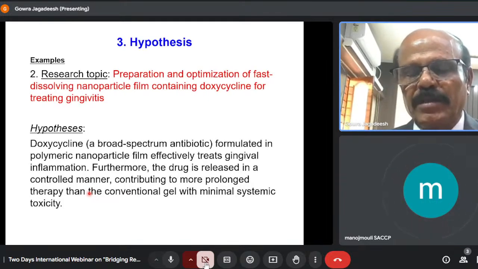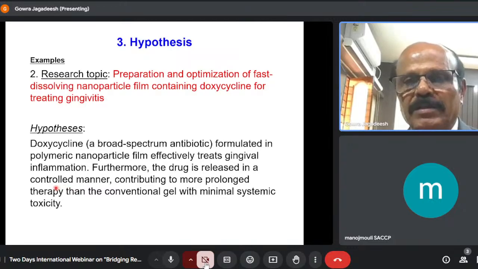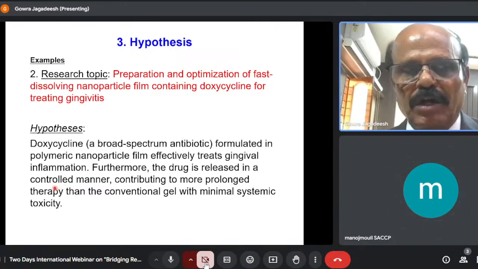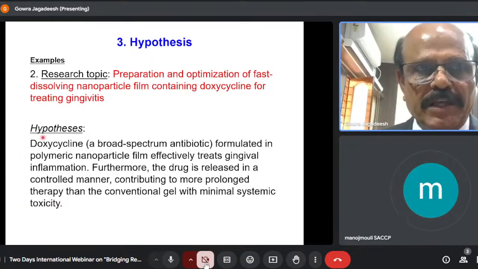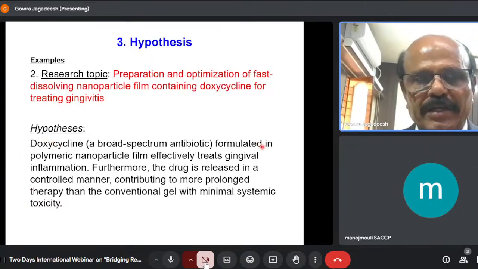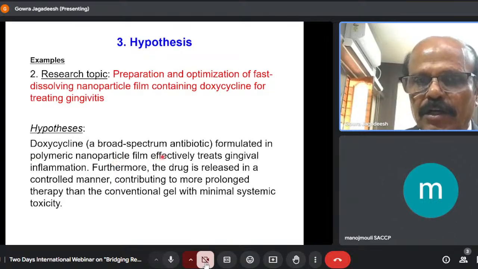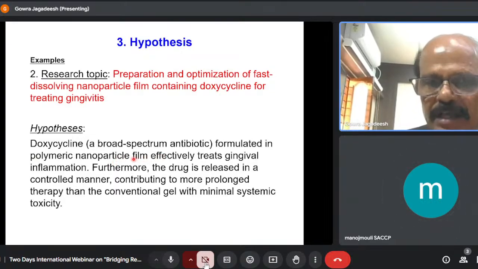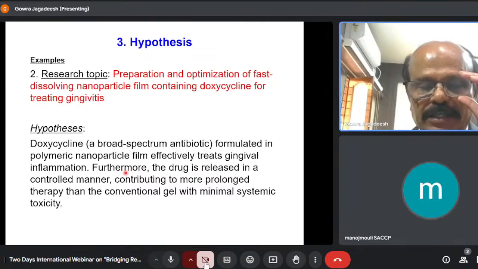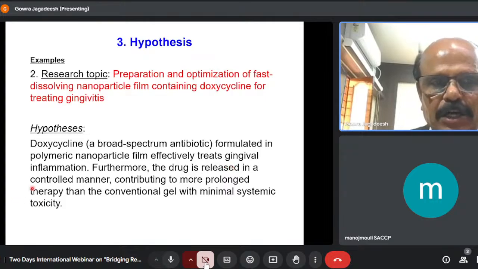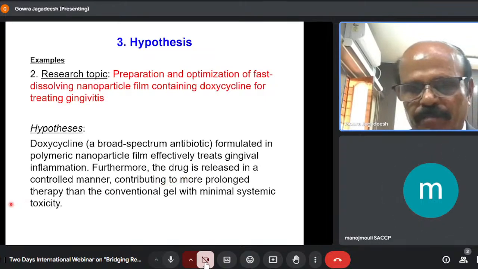Now, the second example, we can come to the pharmaceutics example. It is doxycycline, which you already understood. I explained doxycycline to you. Here, doxycycline is formulated in a polymeric nanoparticle film. This is what the student thesis claims: it effectively treats gingival inflammation. Furthermore, because the student writes extended release and also controlled release, everything, you can add that. The drug is released in a controlled manner, contributing to more prolonged therapy than, see, more than, with statistics involved.